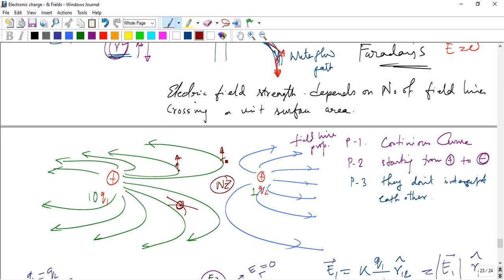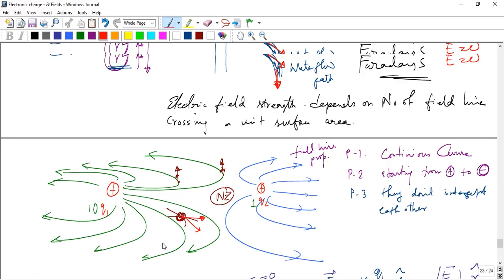Okay, but if field lines intersect, you get two tangents at that point: one tangent in that direction and a tangent in that direction. So one point gives two electric fields. That's a bogus concept. One point gives only one electric field direction, not two. That's why field lines do not intersect each other.